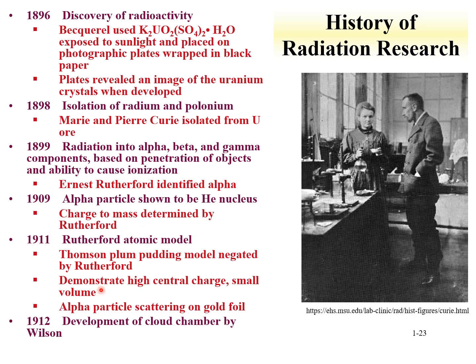1911, the Rutherford atomic model. Thomson had a plum pudding model that was negated by Rutherford. Rutherford's team demonstrated some high central charge, small volume, and this was demonstrated by an alpha particle scattering on a gold foil. From this scattering, the hypothesis was developed that, well, the mass must be all concentrated in an area where the particle would impinge upon this nucleus and get scattered back. Detection of alpha particles and detection of other particles was expanded upon in 1912 by the development of the cloud chamber.